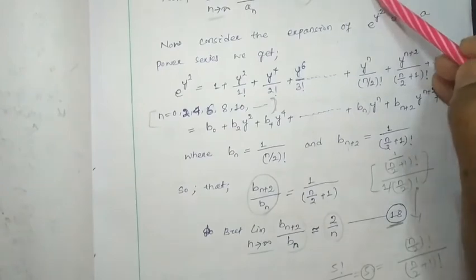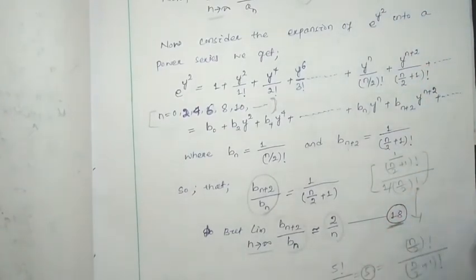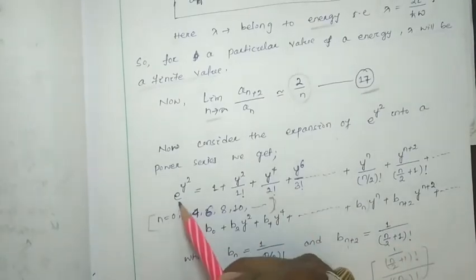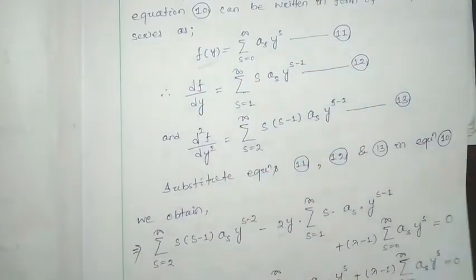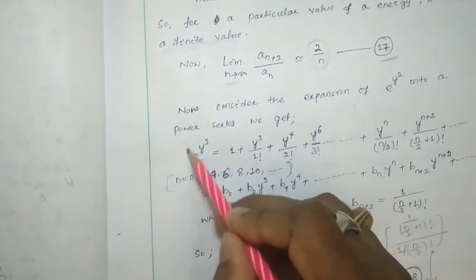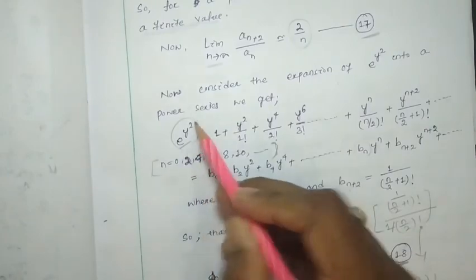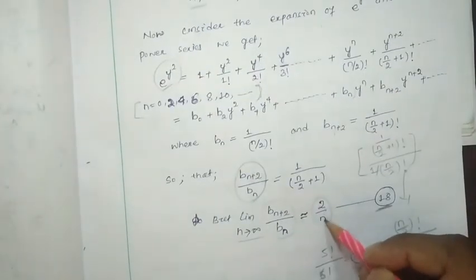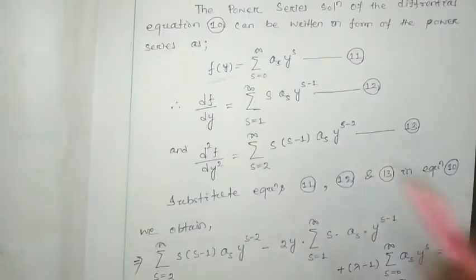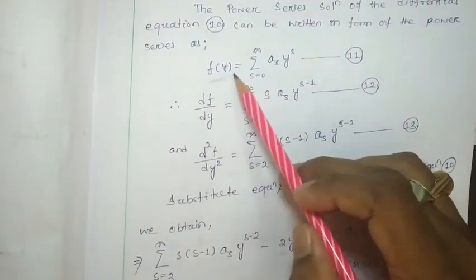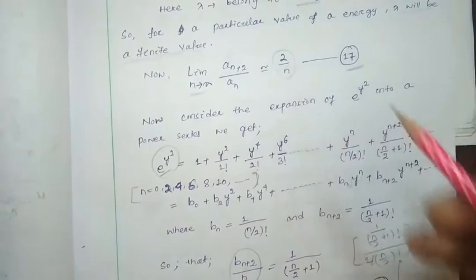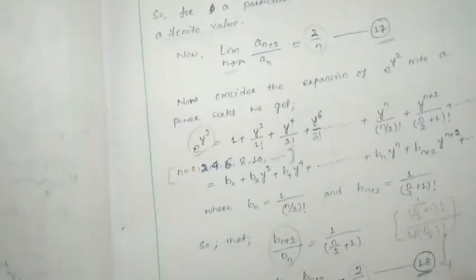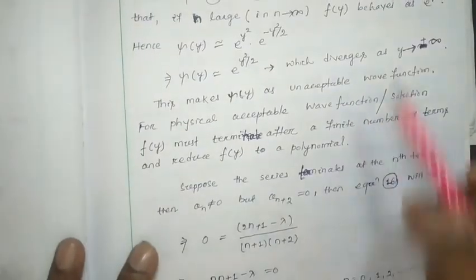So equation number 17 and 18, if we compare them, we can find that the power series solution fy will be equivalent to e to the power y square. From e to the power y square we found 2 by n. From the power series solution, whenever I solved for fy, I also got 2 by n. So here we can consider that the so called power series solution will be equivalent to e to the power y square.